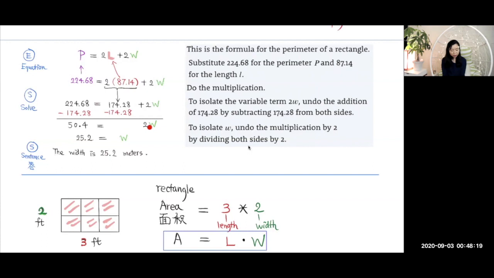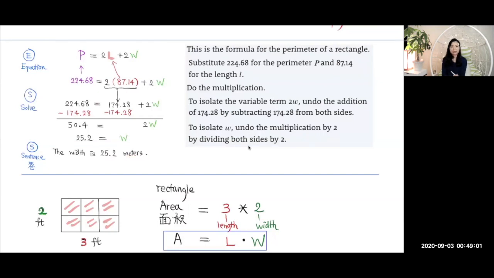Now, notice that in this 2W, the 2 is being multiplied with the W. To undo multiplication, we divide. So divide both sides by 2. We get W is equal to this. And now we're not done yet because there's still one more step, S. That stands for sentence or statement. So you want to complete a sentence to answer whatever question they have. Here they ask for the width, so we just write down the width is 25.2 meters. Don't forget the unit here, meters.